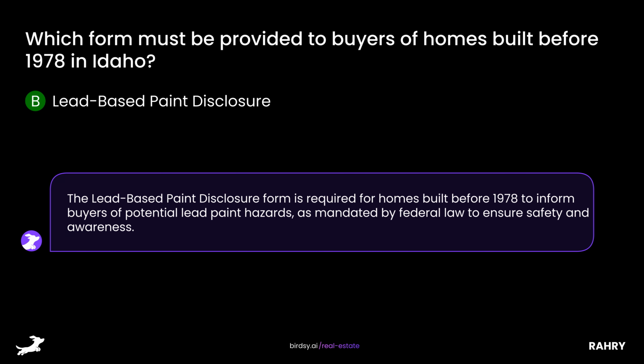The lead-based paint disclosure form is required for homes built before 1978 to inform buyers of potential lead paint hazards as mandated by federal law to ensure safety and awareness.